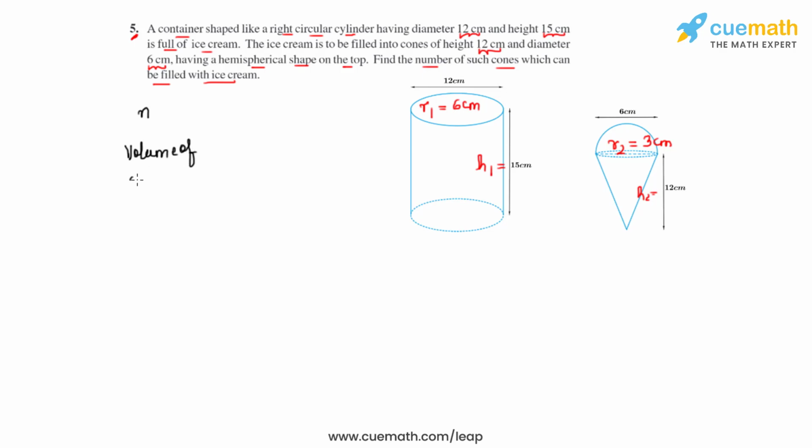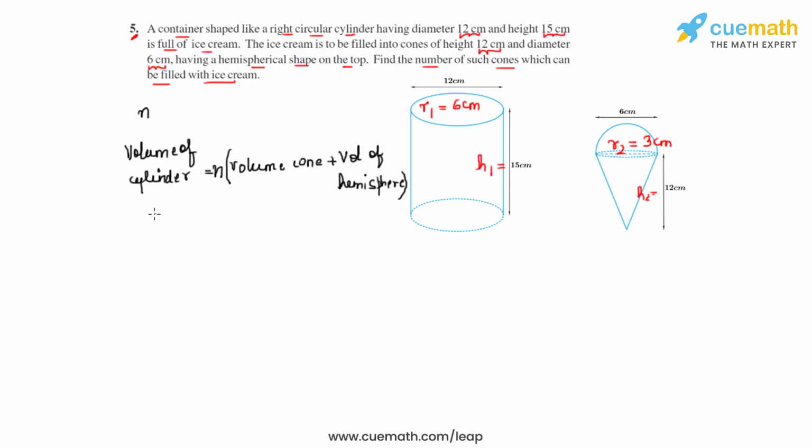of the cylinder, the cylindrical container, equals the volume of the ice cream cone, which is the sum of the volume of the cone plus the volume of the hemisphere. So let's write the formulas for each of these. Now, to understand this better, we know that the volume of the cylinder is not exactly equal to the volume of one cone, but of N such cones. So we'll multiply this total volume with the number of cones that we have, and that is N. And now we will be writing the formulas for these.